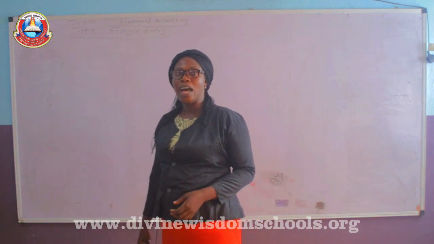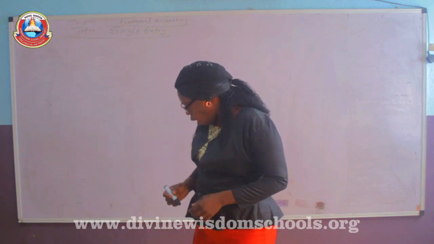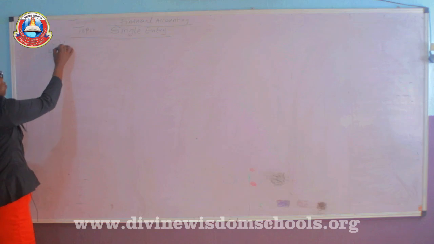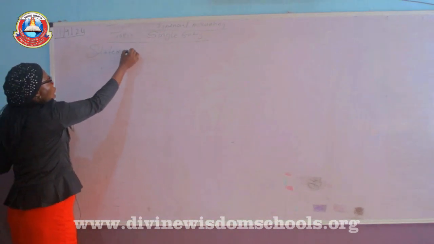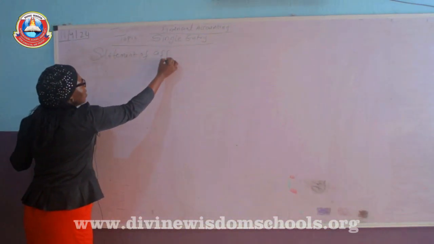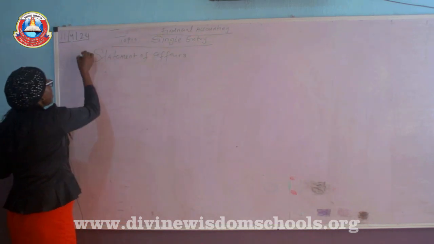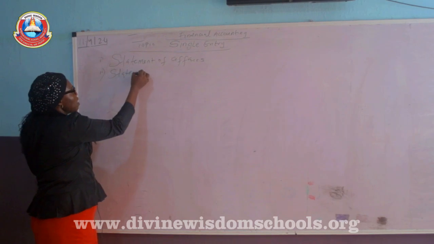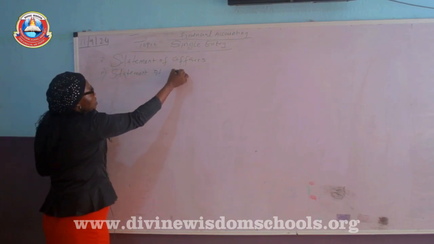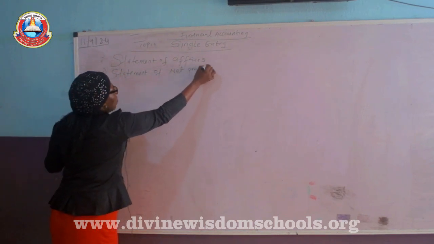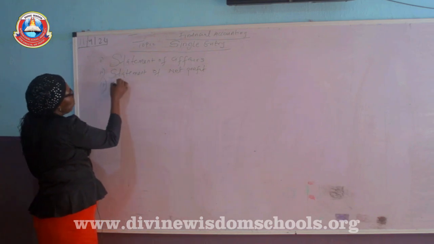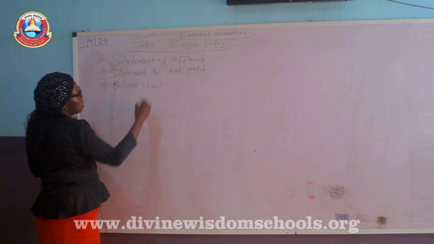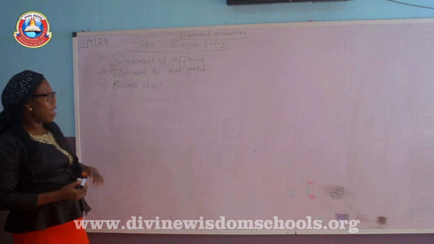Now, in this account, we are going to look at, one, the statement of affairs. Two, we are going to look at the statement of net profit, and three, we look at the balance sheet. Of course, we must prepare our balance sheet.